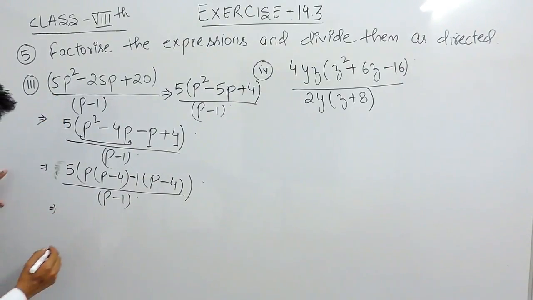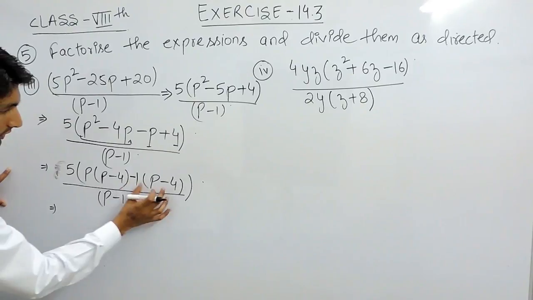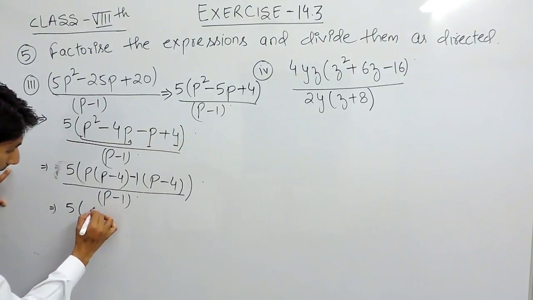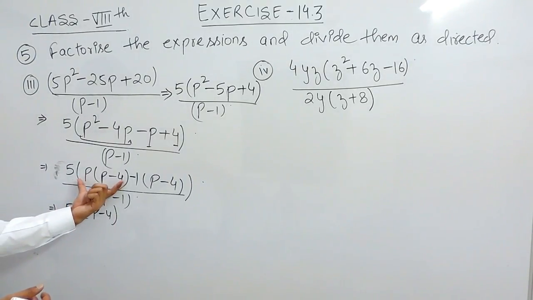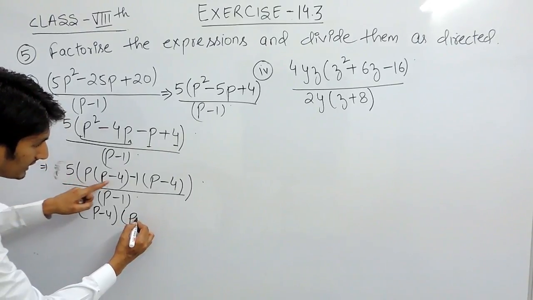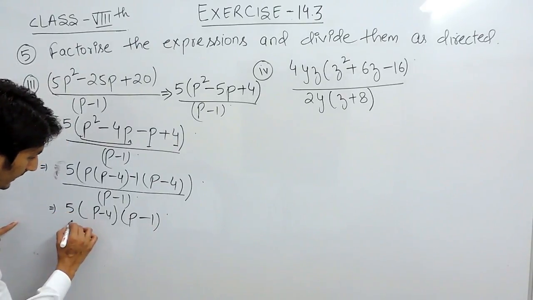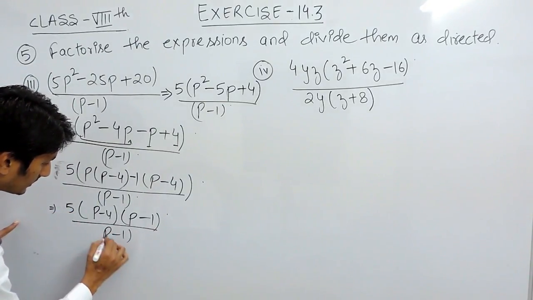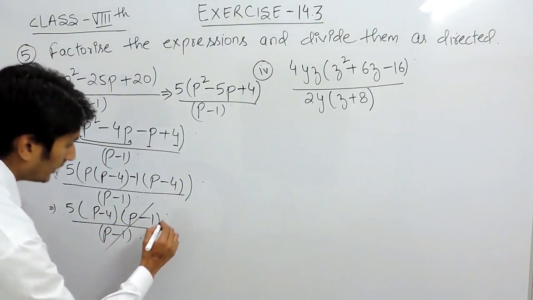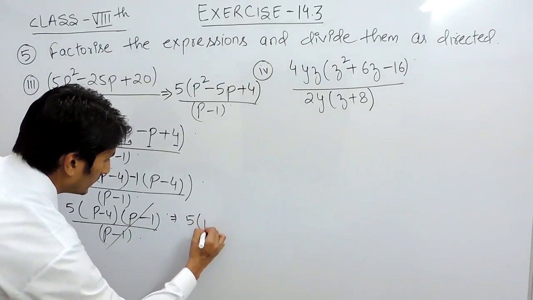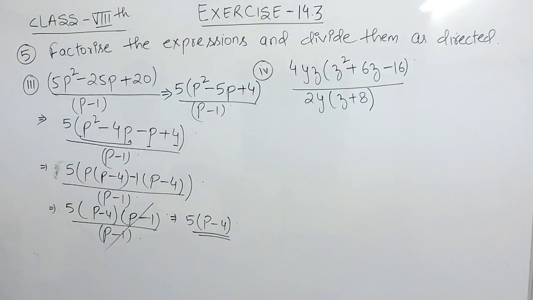Now we know that this and these are two different terms. In both the terms p minus 4 is a common term. So if I take p minus 4 as common, from the first only p will remain inside the bracket. From the second, if this whole term is taken out, only 1 will remain inside the bracket, and this is whole upon p minus 1. Now this p minus 1 can be cancelled out, and this is equal to 5 into p minus 4. So this would be your answer for this third part.